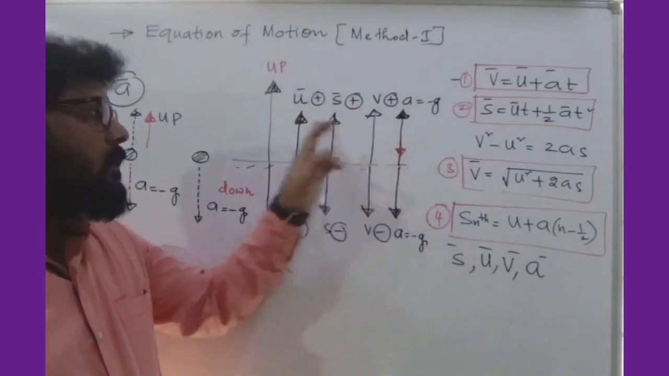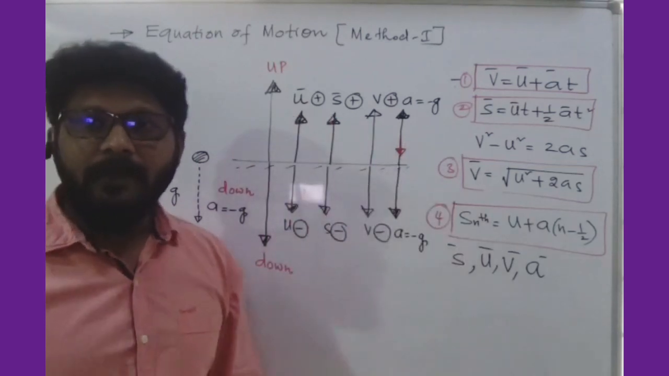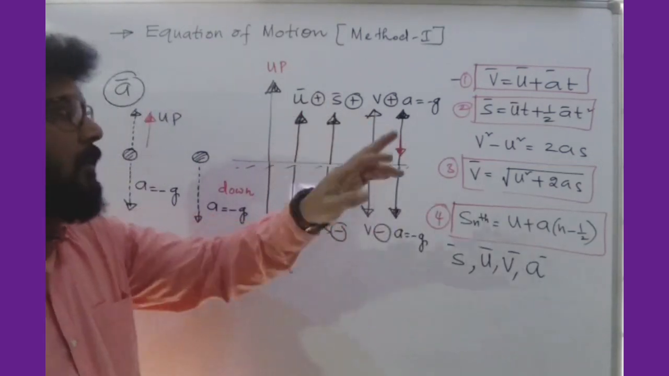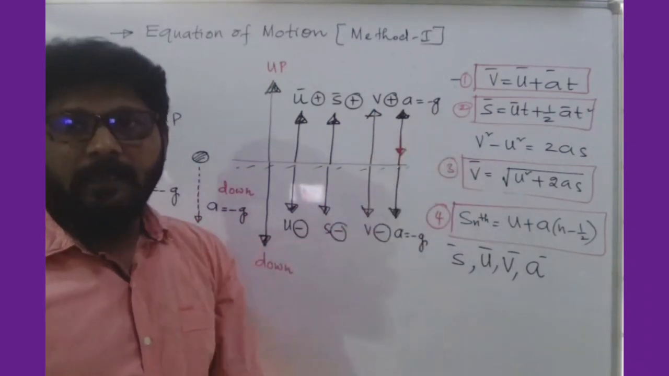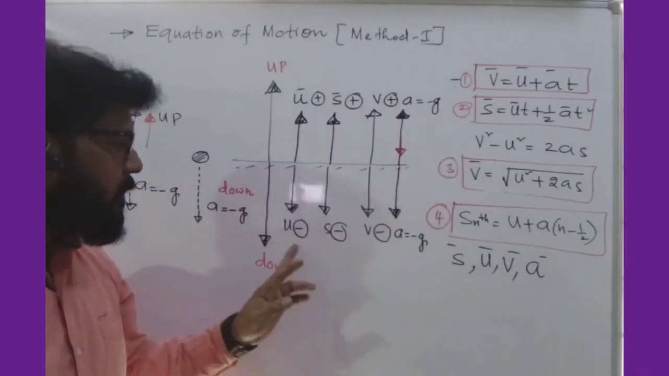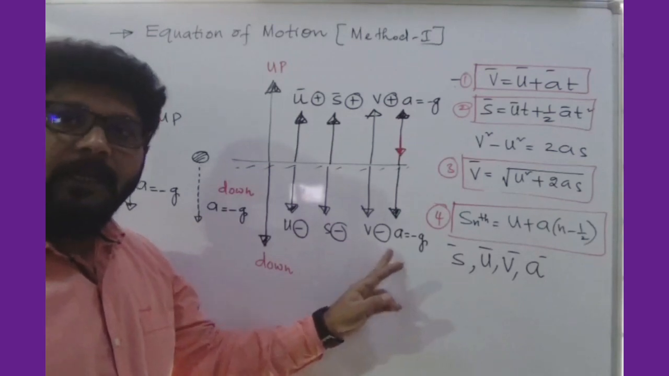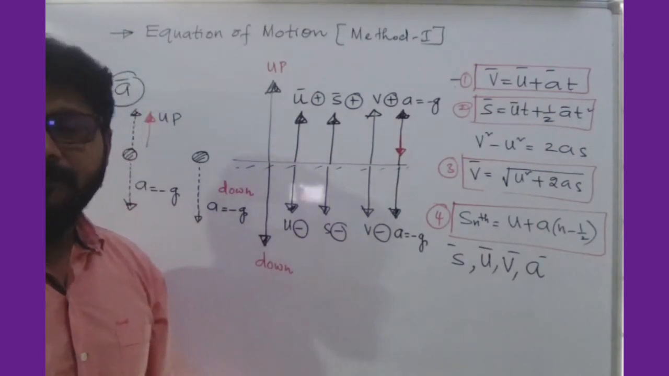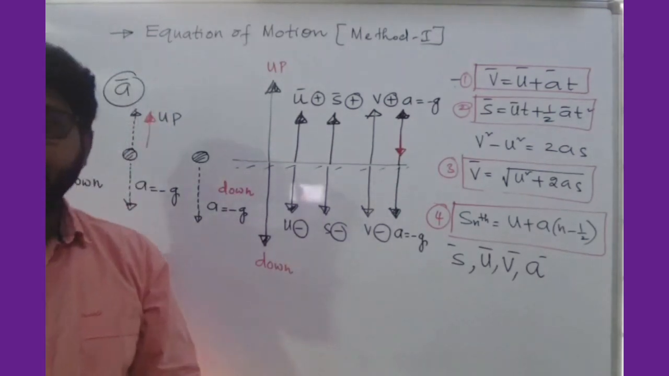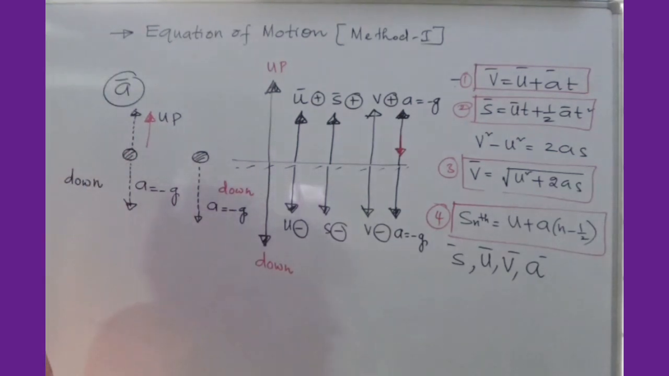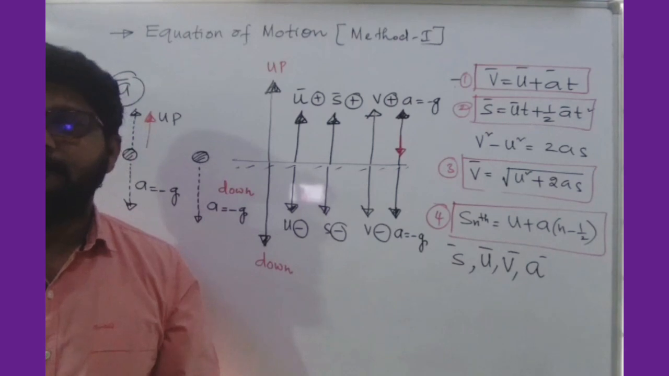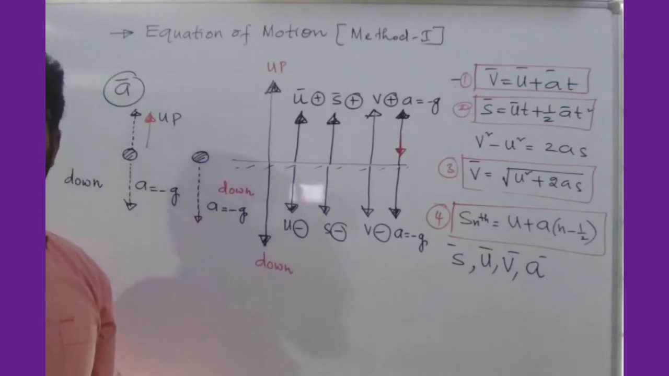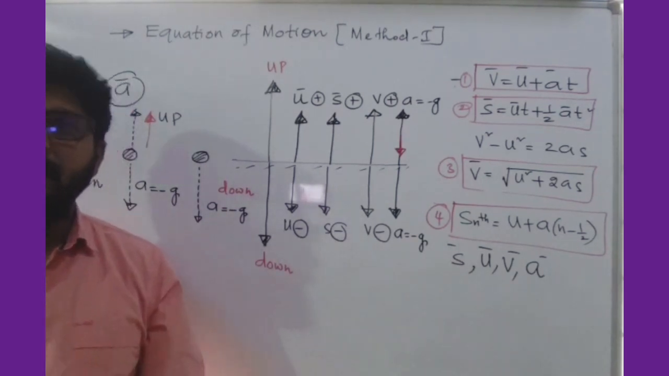But these all conditions should be satisfied. So when a body is going upward direction, take U, V all positive, and A is negative. When it is coming downward direction, take U, V all negative, A is also negative. Hope you understood here. Anybody, any doubts? Nobody? So let us solve a problem. By that you will be getting an idea.